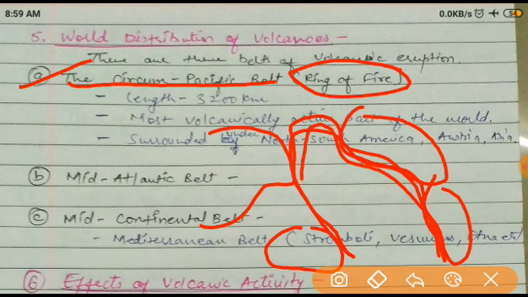So this is called the ring of fire because the maximum number of volcanoes are located here. That's why it is called the ring of fire. Now we understand what the ring of fire is: the series of volcanoes surrounding the Pacific Ocean, in between North and South America, Asia and Australia. This complete area is called the ring of fire.